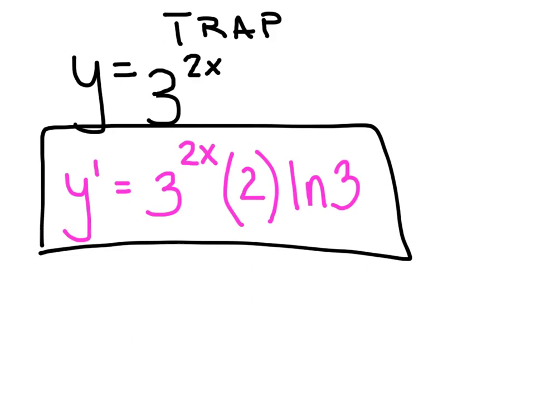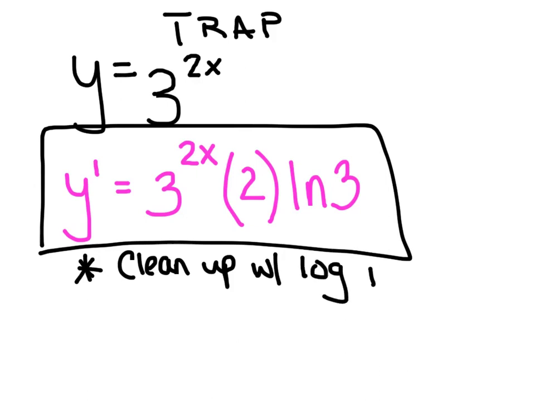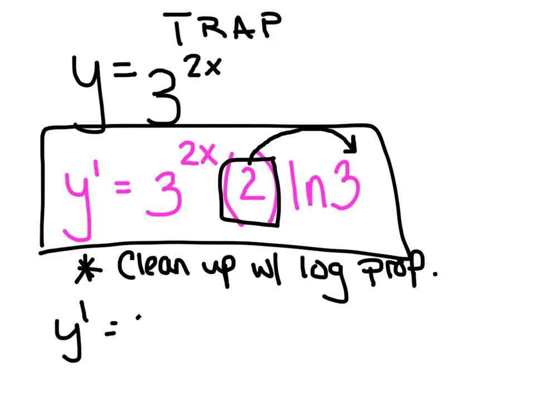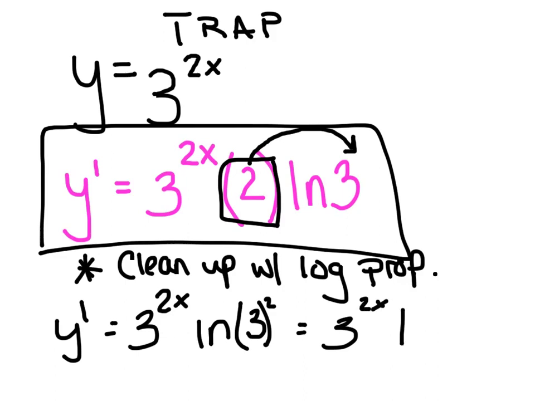Sometimes that won't be a choice. And my whole idea here, and I want you to start this in your notebook so you don't fall for it, is you might have to clean up with log properties. Alright, we might have to clean it up with log properties. And what do I mean by that? Well, remember, this 2, I can actually move up to the exponent. So I could say this derivative is actually 3 to the 2x times the ln of 3 squared, which is obviously equivalent to 3 to the 2x times the ln of 9. So be real careful. If you don't see your answer, you probably didn't do it wrong. It's just the AP gets a little sneaky with its cleanup, so think log properties.